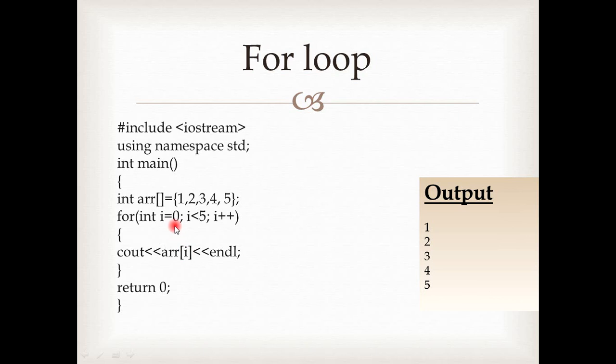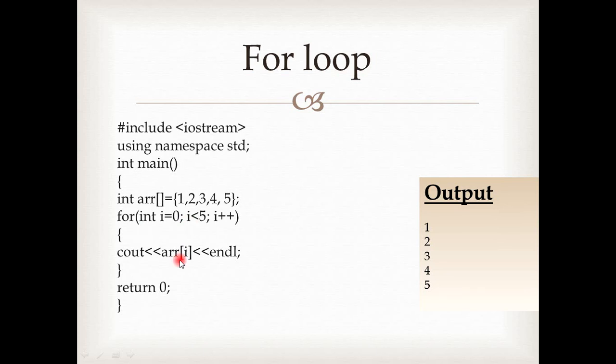ARR of I. What is the value of I? 0. That will be printed. What is my ARR of 0? Yes, 1. ARR of 0 is 1. So 1 will be printed as my output. Next it sees the closing bracket. I will be incremented. So I becomes 1 now. So when I is 1, the condition is 1 is less than 5. Is the condition true? Yes.